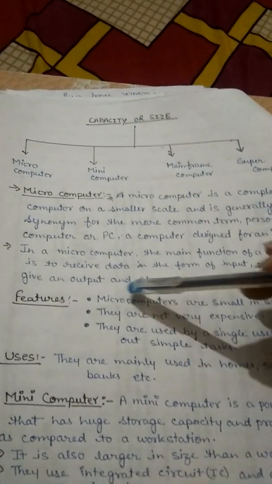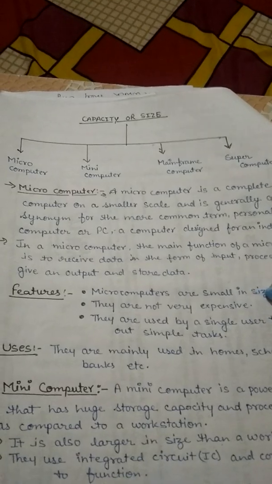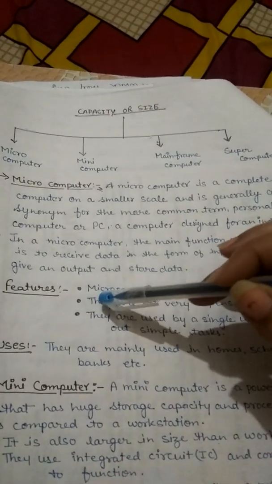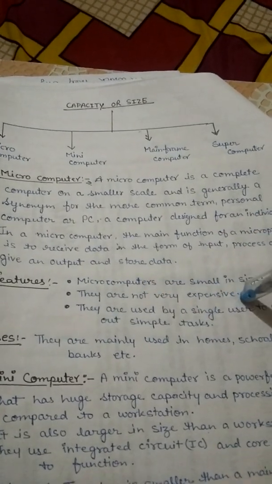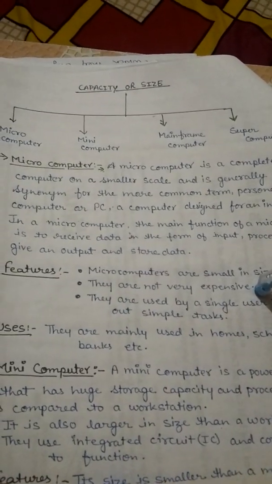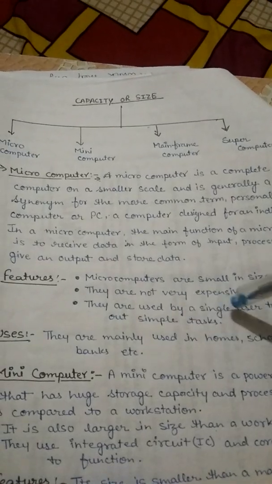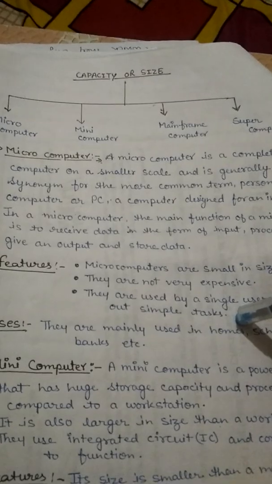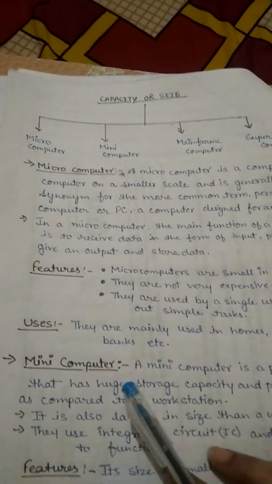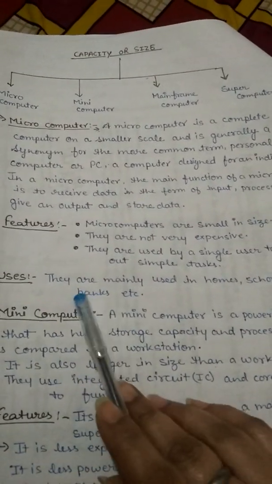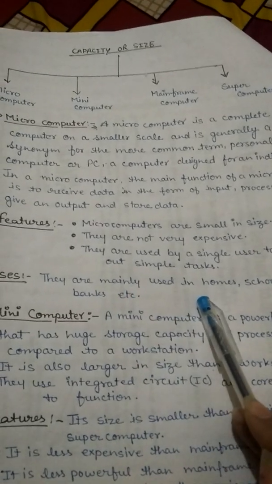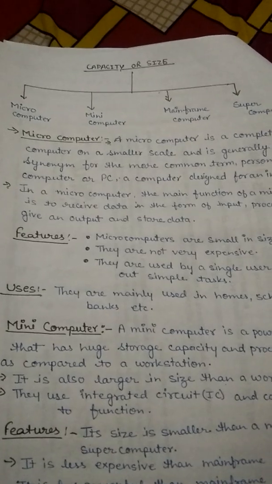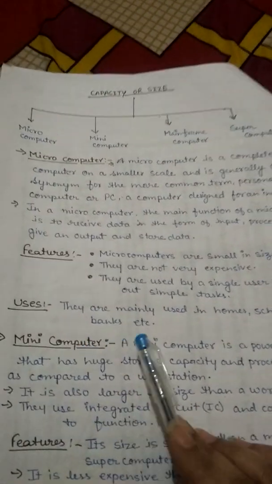Now some features. Microcomputers are small in size. They are not very expensive. They are used by a single user to carry out a simple task. Now use. They are mainly used in homes, schools, offices, banks, etc.